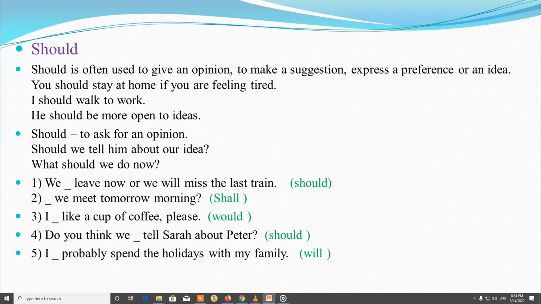It is also used to ask for an opinion. For example, should we tell him about our ideas? What should we do now?